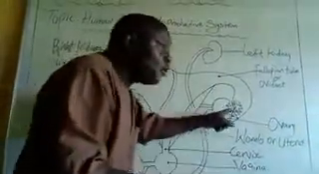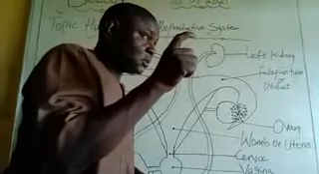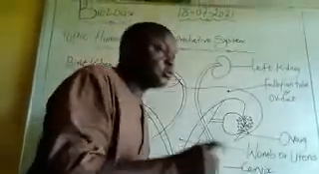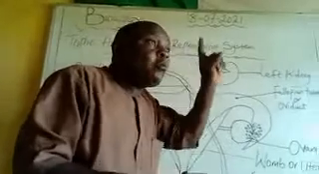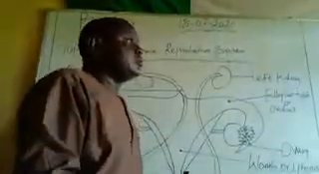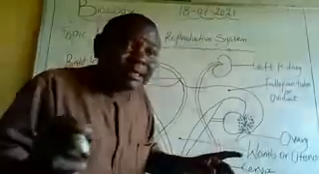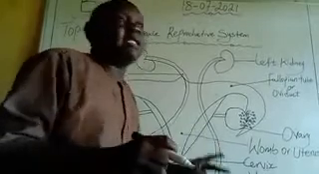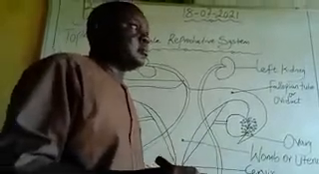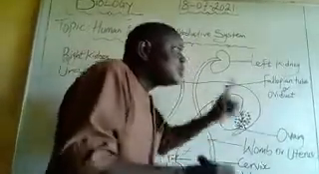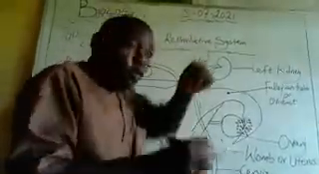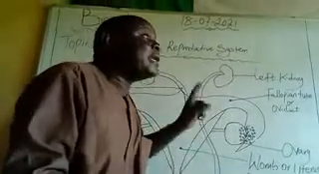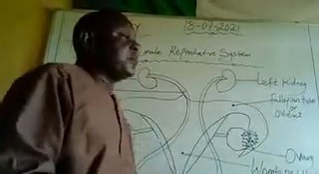For information, an ovary releases an egg in a month. But occasionally, an ovary can release 2 eggs in a month. Occasionally, not all the time. Okay.